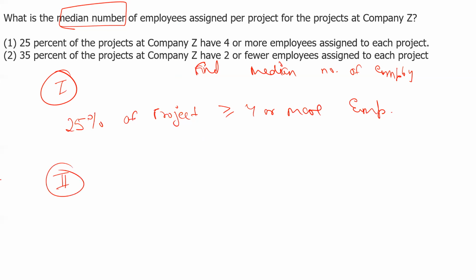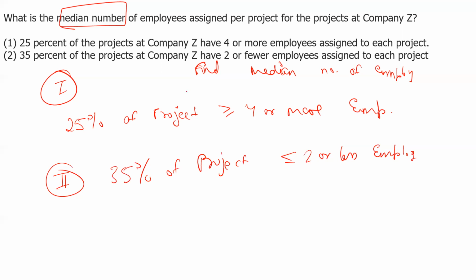Now coming to statement number two. Statement number two is trying to say that 35% of the projects have two or fewer employees assigned to the project. Okay. Again, if we look at the second statement alone, we could not directly say what the median would be. But we know that somewhere we are getting the upper value and lower value. So if we combine both of them, it might be possible to get the answer.